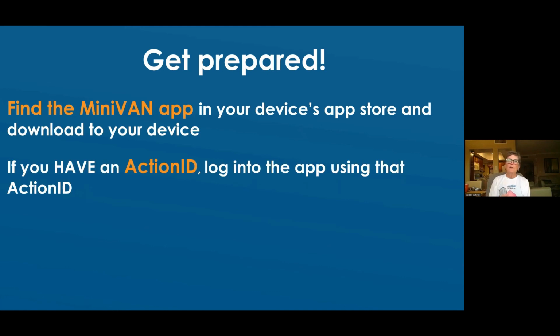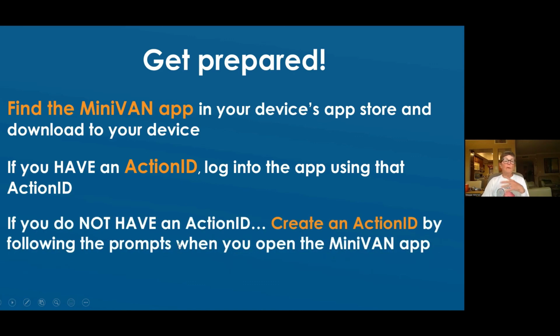If you've previously used an action ID, that's for using VAN or miniVAN, you can log into the miniVAN app using that action ID that you already have, even if you haven't used it for a long time. Again, if you can't remember your password, like many apps, there's a means of getting you on despite that. So you just follow the instructions on the app. And same if you do not have an action ID yet, the app will provide prompts that will get you to be able to create an action ID.